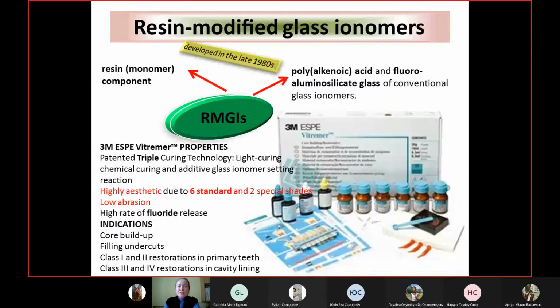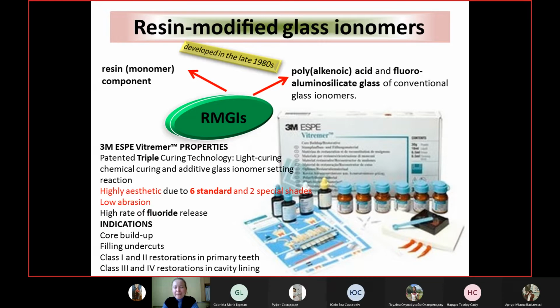So we have finished with glass ionomer cements, those that are considered to be conventional and reinforced, and we move to resin modified glass ionomers. It is a further development in glass ionomer cements introduced in the 80s to the dentistry market. Excuse me, not Compomer, resin modified glass ionomer cements.